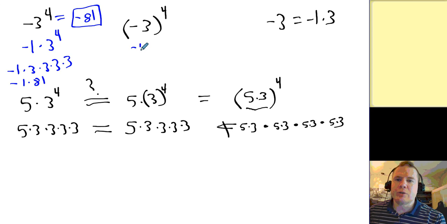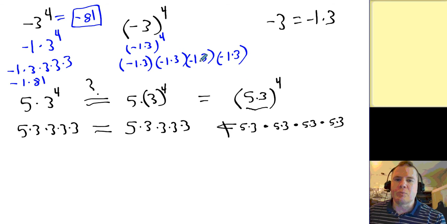It's exactly the same format as this problem. I have negative 1 times 3, 4 times. Right? In other words, I have 4 threes and 4 negative 1s. The opposite of negative is positive. Then it comes negative again, and that fourth one makes a positive again.